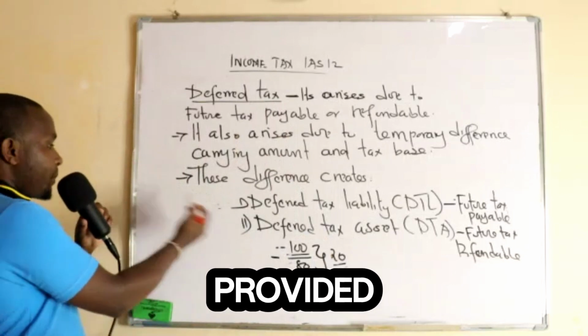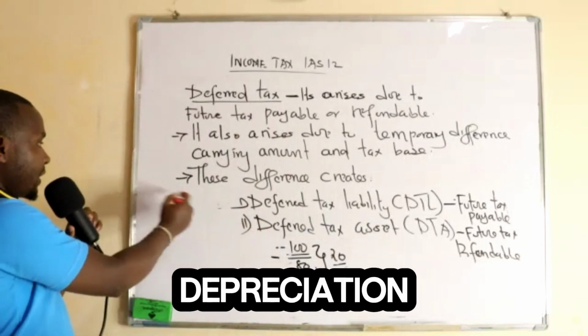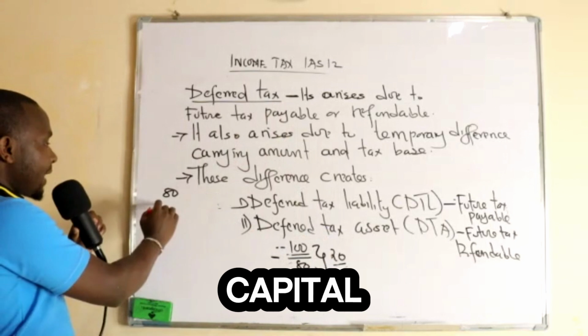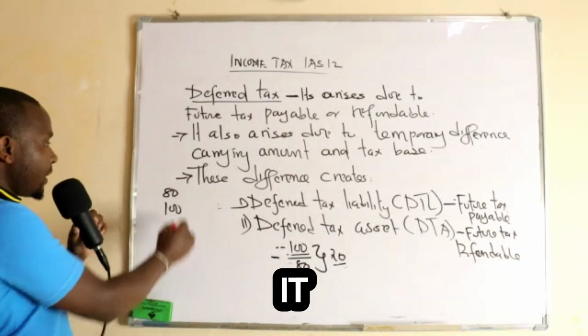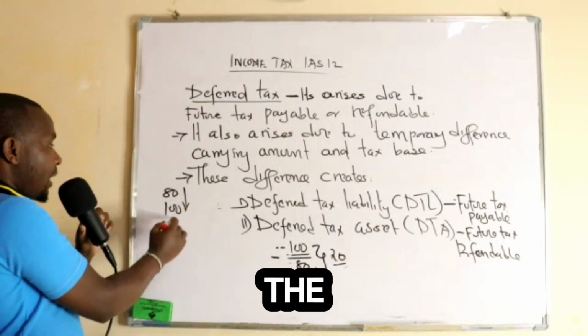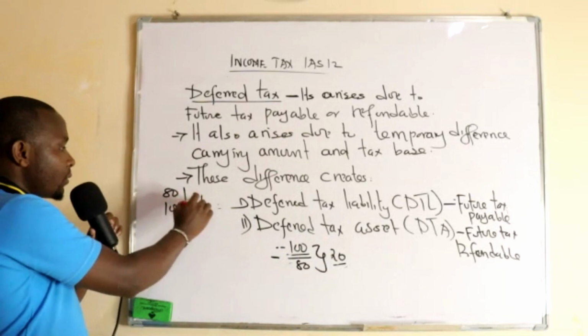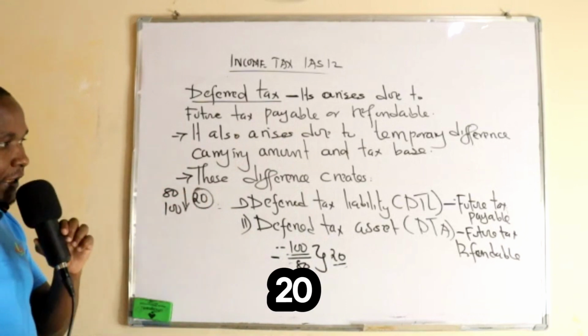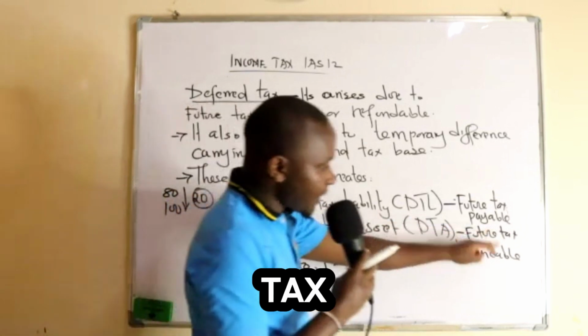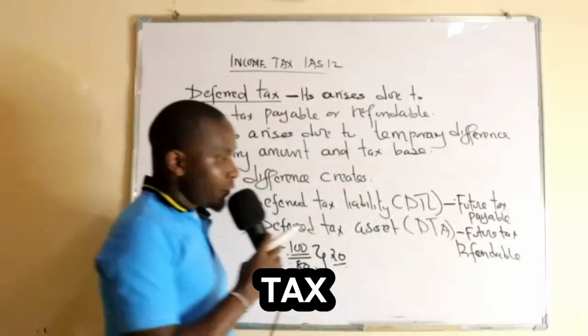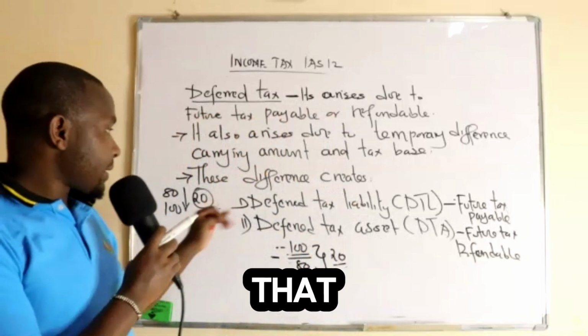You have provided a depreciation of 80, but the capital allowance is 100. So in this case, the taxman is owing you 20. That's why it is called the future tax refundable. The future tax refundable. So you have to understand that concept.